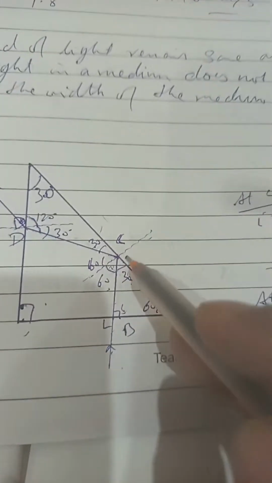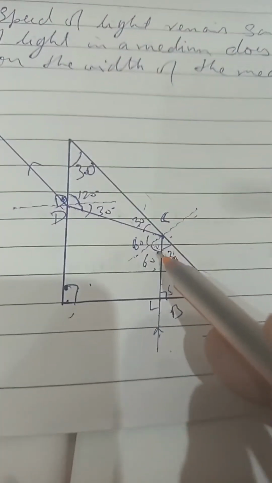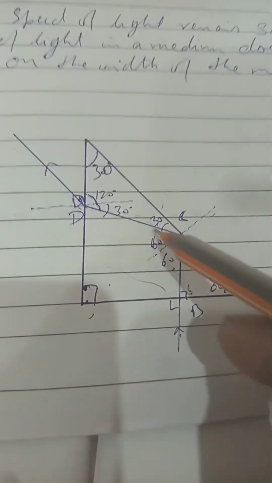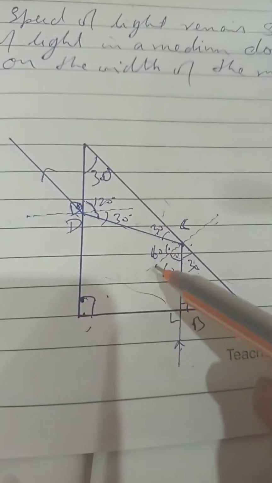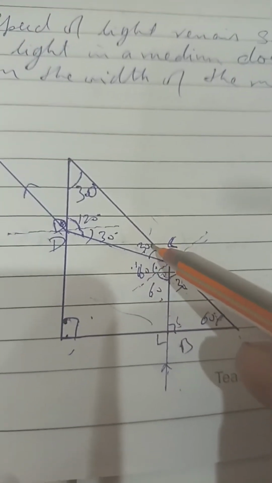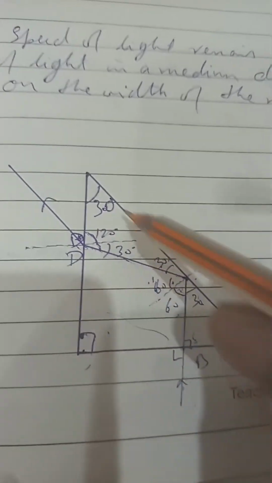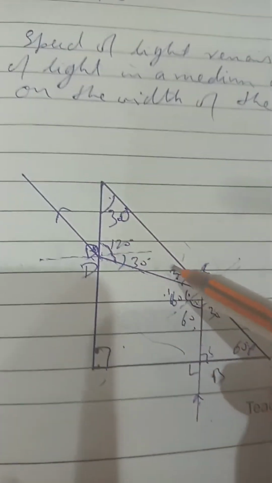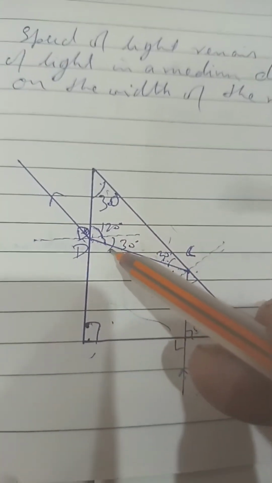So what will happen at C, when it strikes at C? Here total internal reflection will take place and it will move into the same medium following the laws of reflection. So this angle will be 60 degrees, the angle of reflection. Sorry, now this one will be 30 degrees. So when it strikes this surface at point D, in this triangle these two angles are 30 degrees each. So this will be 120 degrees.